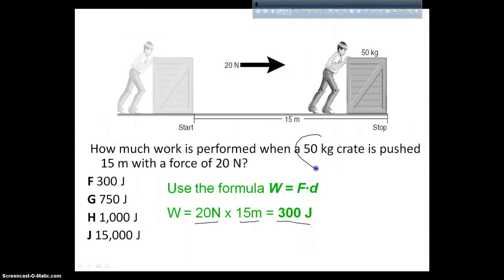Notice that we do not need the mass for this one, because this mass doesn't have anything to do with how far the box moves. The mass is creating a force that goes downward. That's the force of gravity, but that force has nothing to do with this force, which causes the motion. Alright, so the answer is 300 joules.